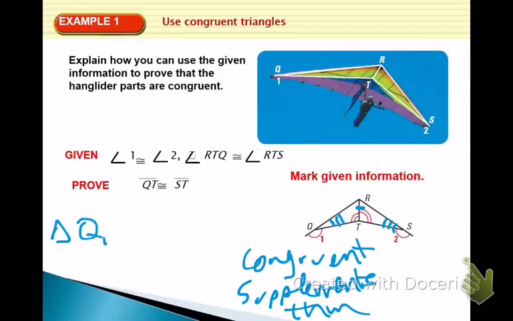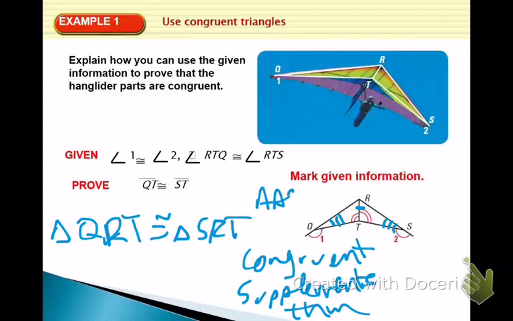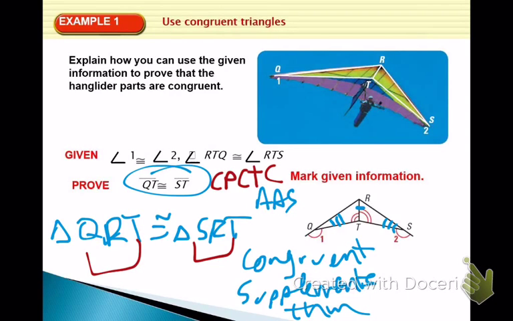So triangle QRT is congruent to triangle SRT, and I'm going to use angle, side, angle to do that. That's the way the picture's marked, right? Now, if that's the case, then QT and ST are going to be congruent because they are corresponding parts of two congruent triangles. And so by CPCTC, I know that those two parts are going to be congruent. Okay, that's a use for those corresponding parts.